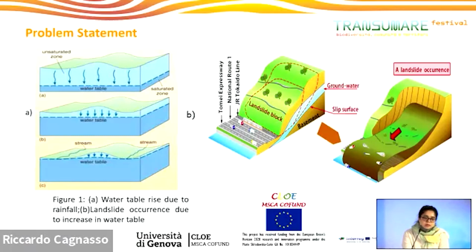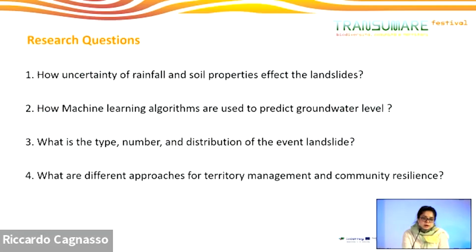When the water rises, the weight of the sliding mass increases, the shear strength of the soil weakens because of the rainfall, and it changes the groundwater level. So it is necessary to analyze the landslide with respect to the groundwater oscillations. So the research question arises: how uncertain is the rainfall in this region, and how do the soil properties play an effective role in these landslides?